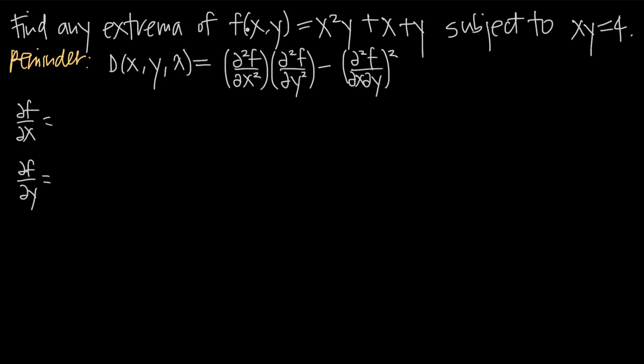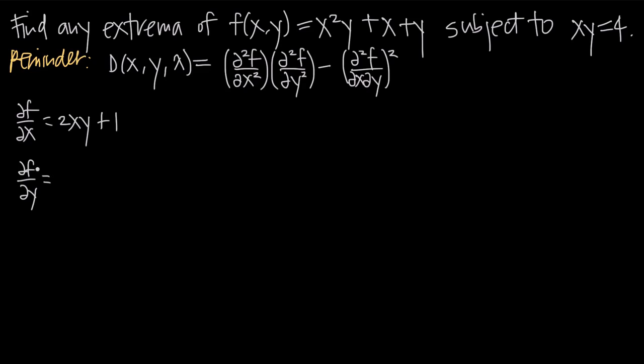So the partial derivative of f with respect to x, remember we treat y as a constant, we take the derivative with respect to x. So if we treat y as a constant, then the derivative of x²y is going to be 2xy. The derivative of x will be 1. The derivative of y, since it's a constant, will be 0. So the partial derivative of f with respect to x is 2xy + 1.